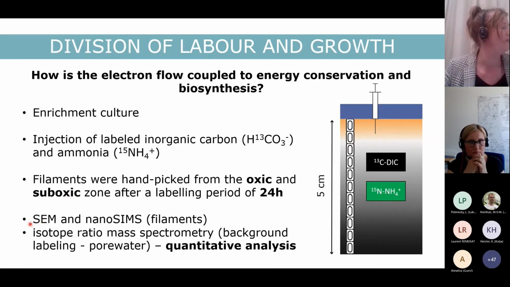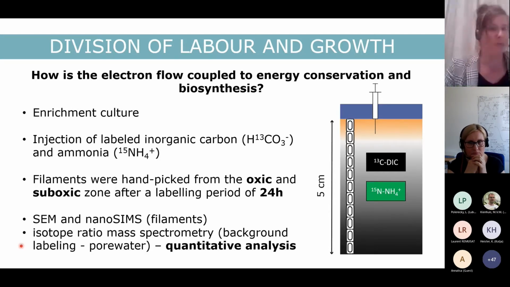And then we visualized them with scanning electron microscopy, SEM. And then they were measured with NanoSIMS to see if there was any label uptake during this 24-hour period. We also measured the labeling grade of the pore water. So we measured the background labeling of the pore water with isotope ratio mass spectrometry, so we could do some calculations on the carbon assimilation and the ammonia assimilation.